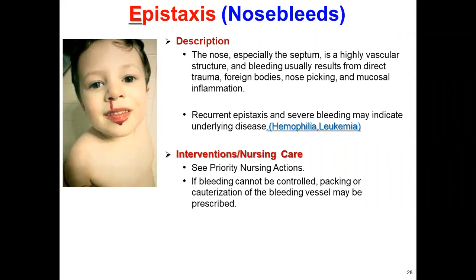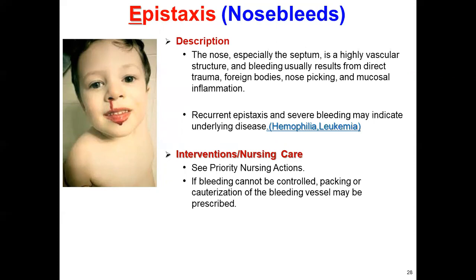There are some risk factors related to, or causes of, epistaxis. What are the risk factors? Basically, trauma, where the patient gives a history of trauma, or low humidity, or any underlying disease can cause epistaxis, like hemophilia, leukemia, or certain medication also can cause nosebleed.